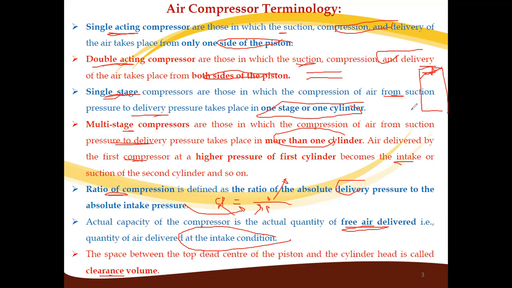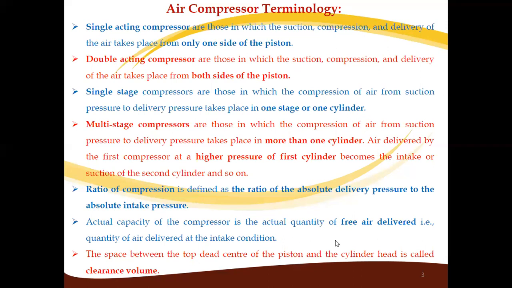And there is another volume called swept volume, VS. This swept volume is nothing but the stroke of the piston. So it is from top dead center, that is TDC, to BDC. That volume swept by a piston is known as swept volume. And clearance volume is the space between the top dead center and the cylinder head. So that space is known as clearance volume. And total volume is nothing but the swept volume plus the clearance volume. So these are some of the terminologies that are used in air compressors.